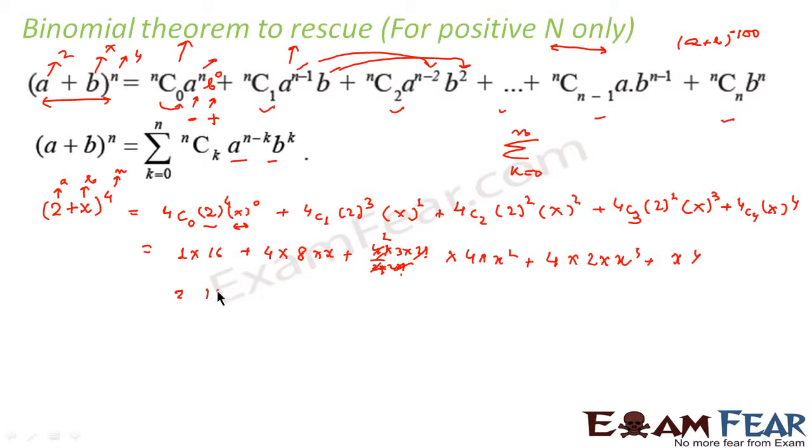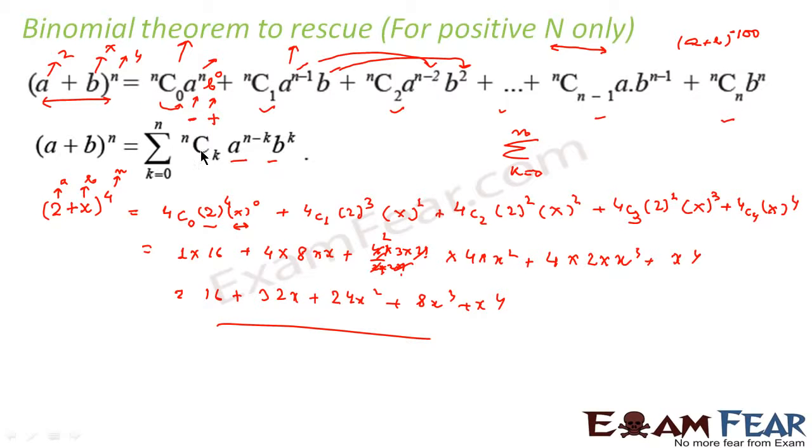So this becomes 16 plus 32x plus 6 into 4, which is 24x square, plus 8x cube plus x to the power 4. So this is the expansion of (2 plus x) to the power 4 using the binomial theorem. It's very simple. You just need to understand the pattern. There is a pattern here.